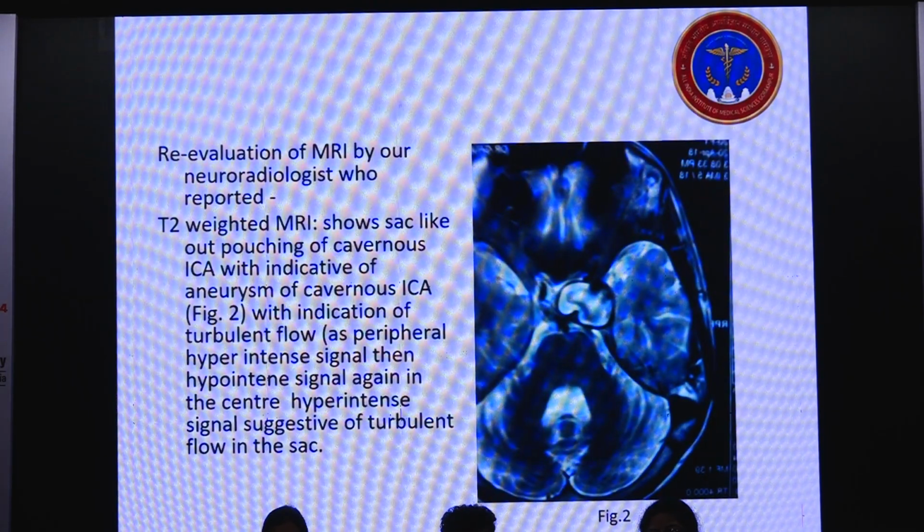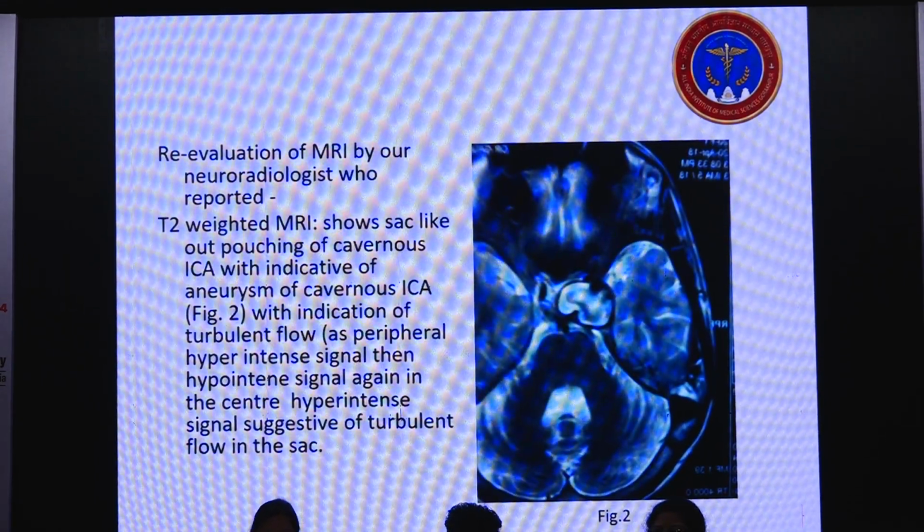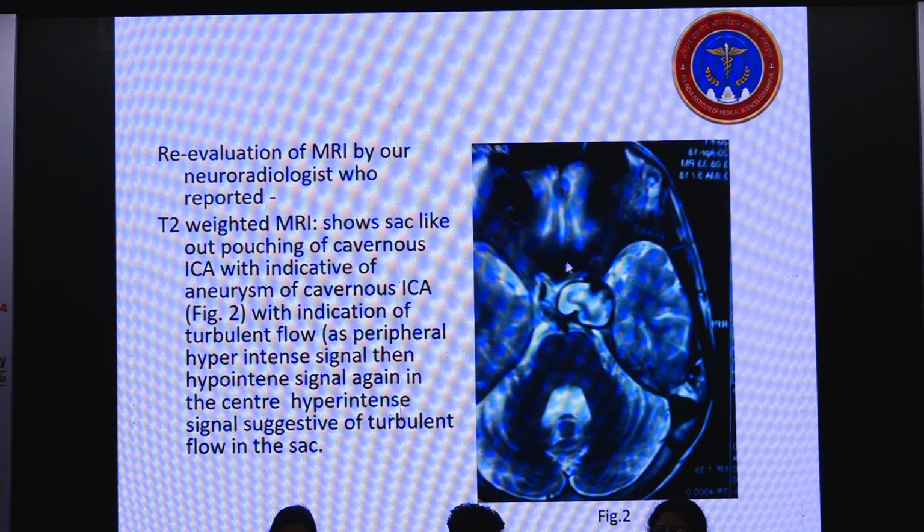But when the MRI was re-evaluated, we found that on T2 weighted MRI, it was a sac-like outpouching. If anyone has seen the cavernous hemangioma MRI, there is a homogeneous contrast enhancement. Here you can see that it is not homogeneous contrast enhancement. There is a peripheral hyperintense signal, then hypointense signal, and then again hyperintense signal, which was suggestive of a turbulent flow in the sac.